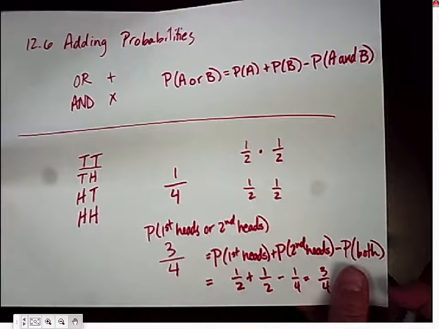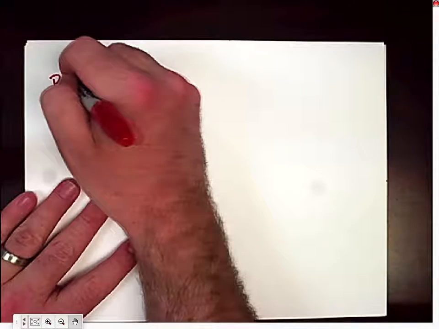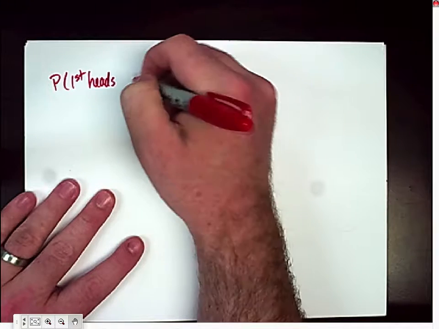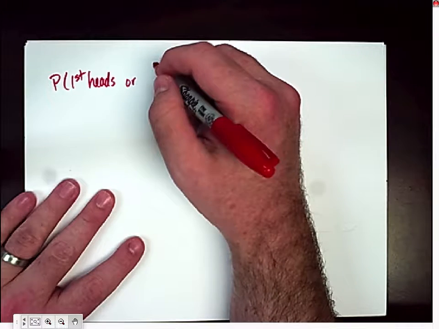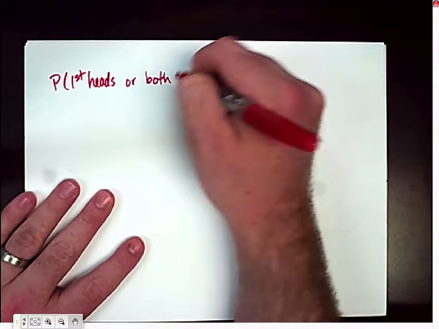Now, what if I change that a little bit and said, what's the probability that the first is heads or both are tails?